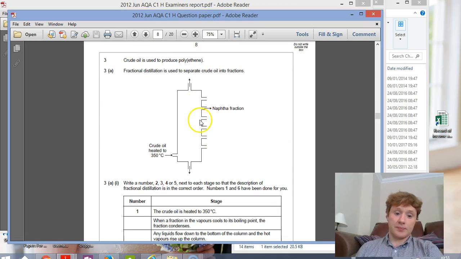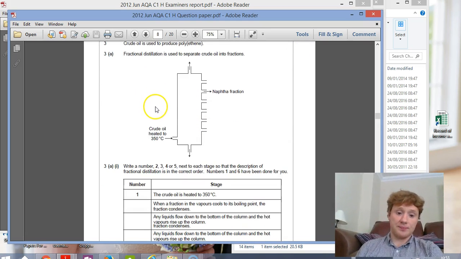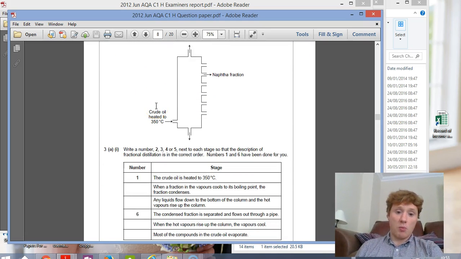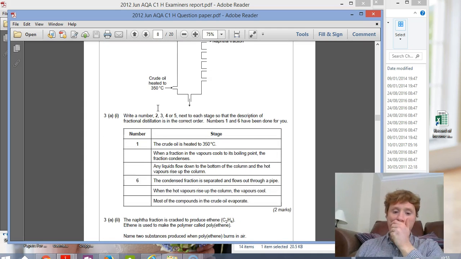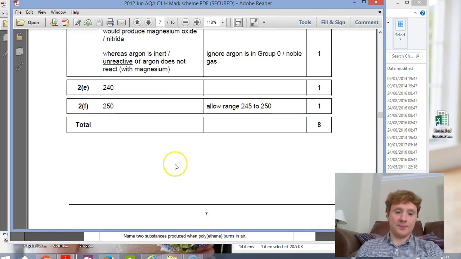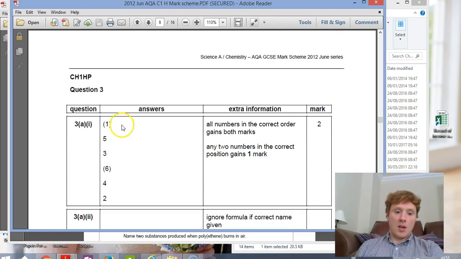Right, question 3. Crude oil, classic fractional distillation. Write a number 1, 2, 3, 4, 5 next to each stage so the description has been put in the correct order. 1 and 6 have been done for you. There you go. 2 marks, off you go. Right, so the order is 1, 5, 3, 6, 4, 2.